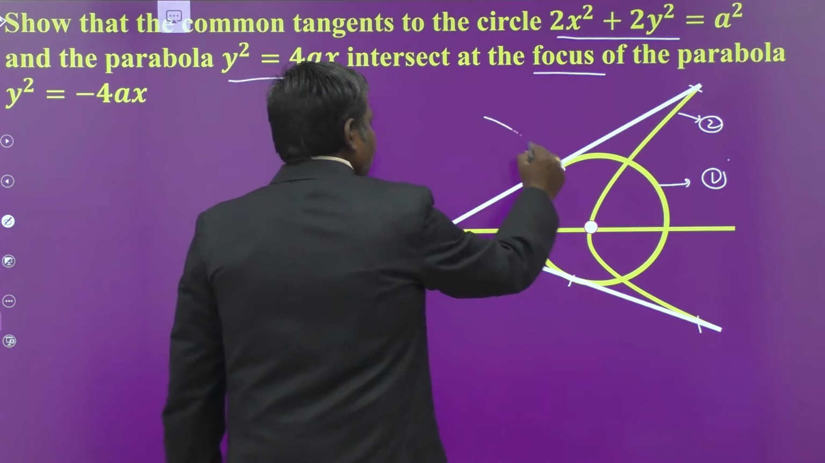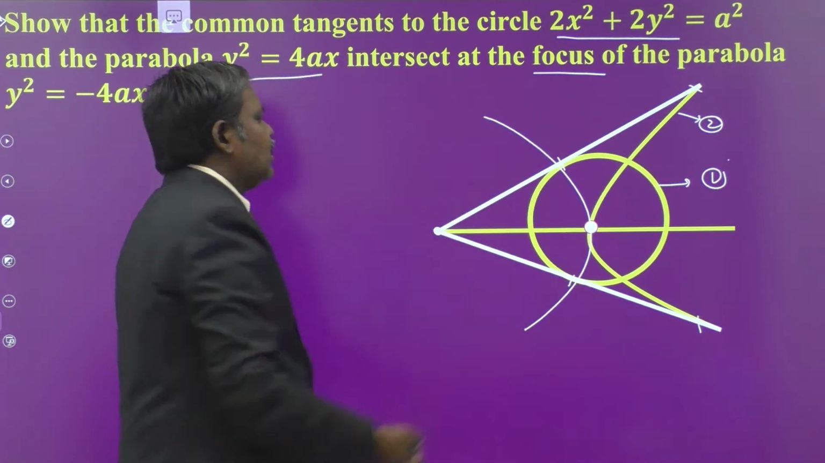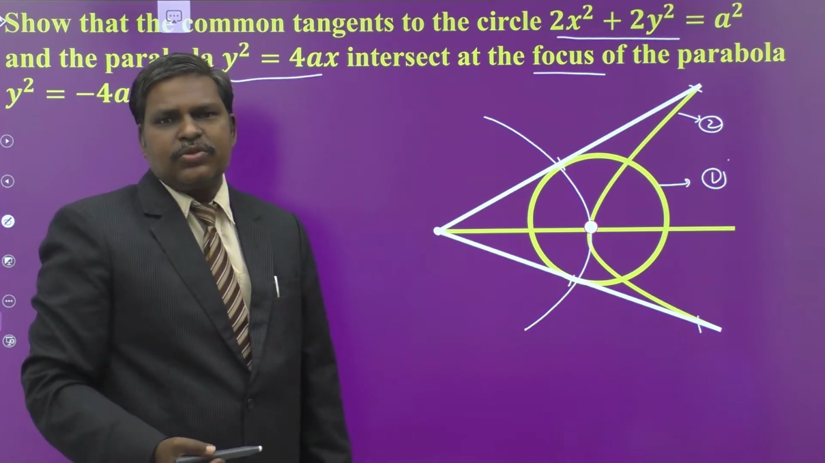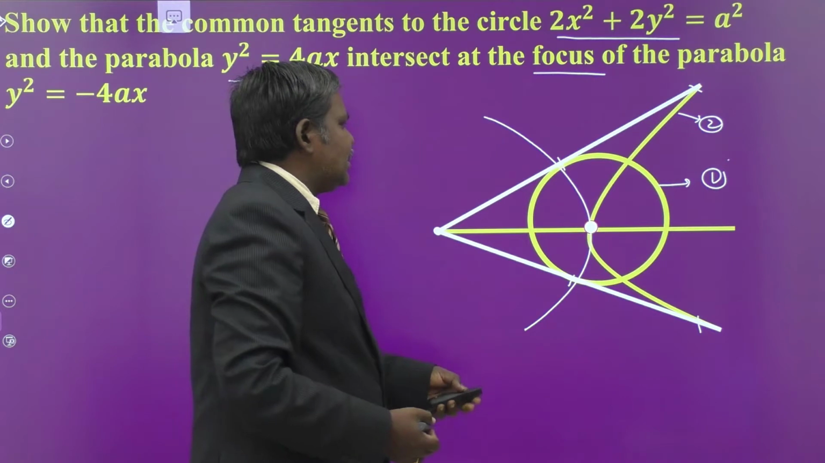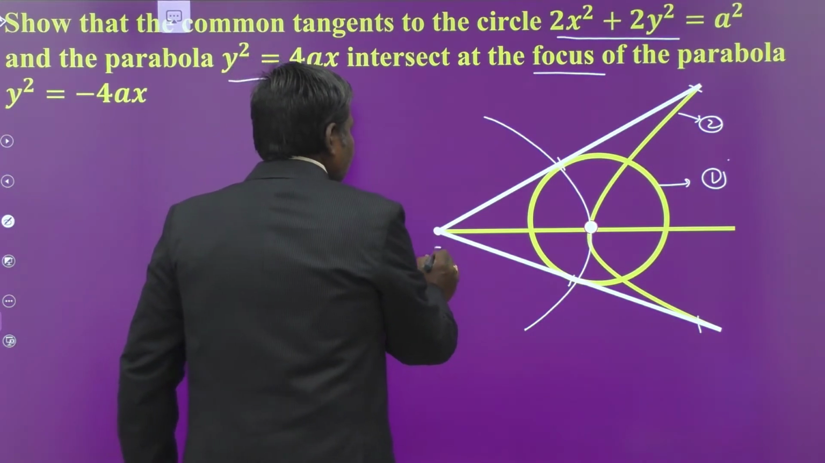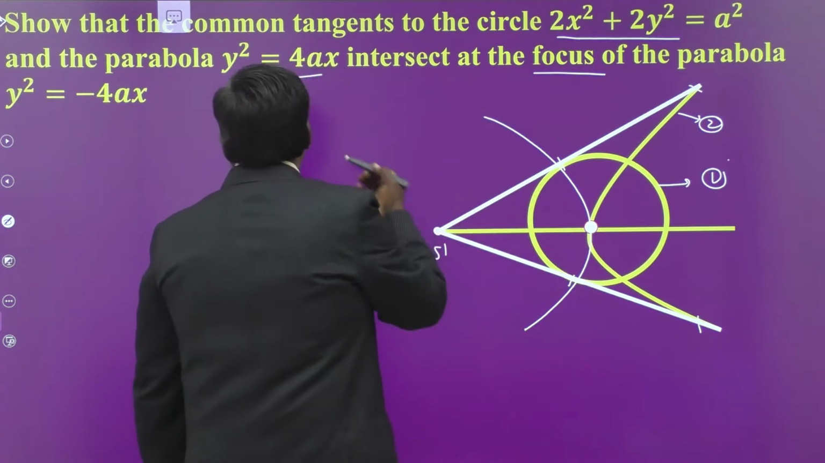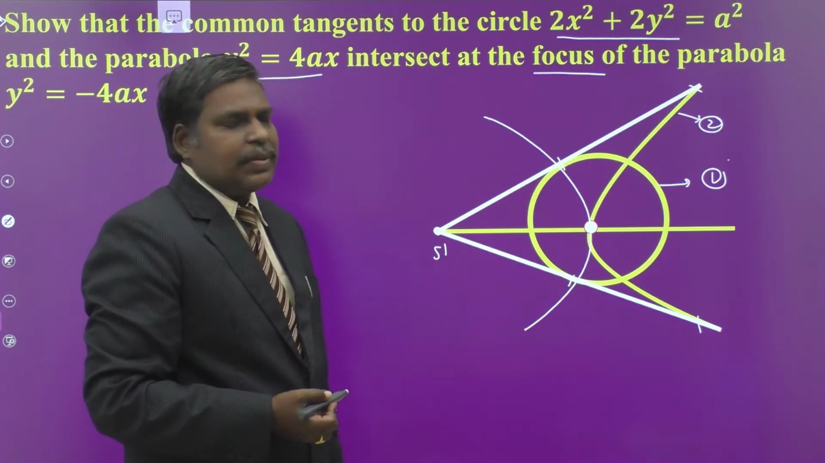The parabola y² = -4ax may be like this, and this is the focus of y² = -4ax. You are going to show that. Once you find the equations of the common tangents, we can solve them automatically and get this point S'. Then we have to show that this S' is the focus of y² = -4ax. That is your target, my dears.